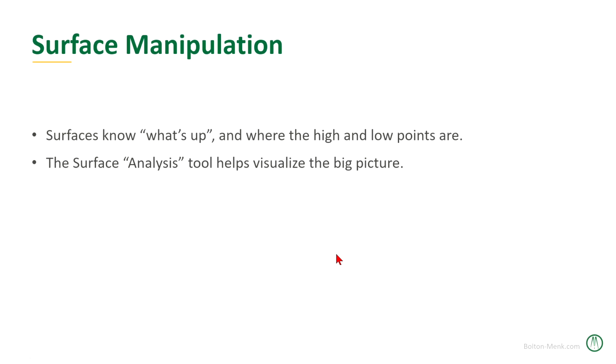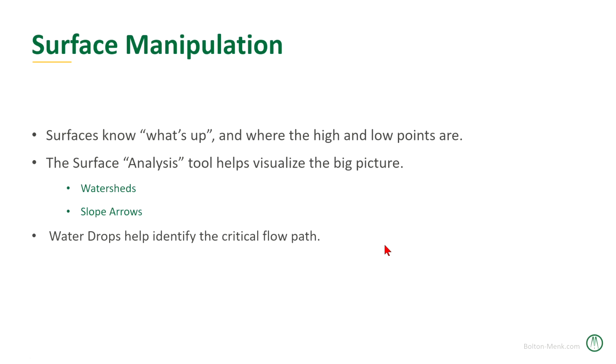That's where the surface analysis tools help us visualize that big picture. Number one is going to be our watersheds. Number two is going to be our slope arrows. So what direction is a particular part of our surface sloping? Next, we've got our water drop tool, and that's going to help us identify our critical flow path. That comes into play for our time of concentration calculations, which Civil 3D will do for us as long as we don't mind using the TR-55 methods.